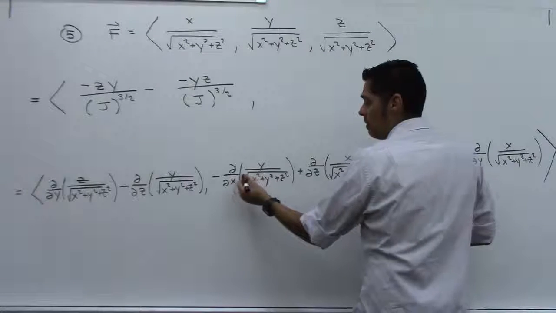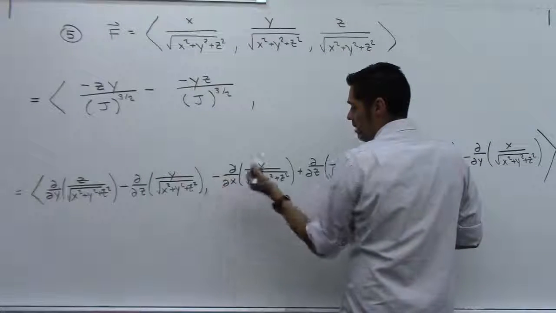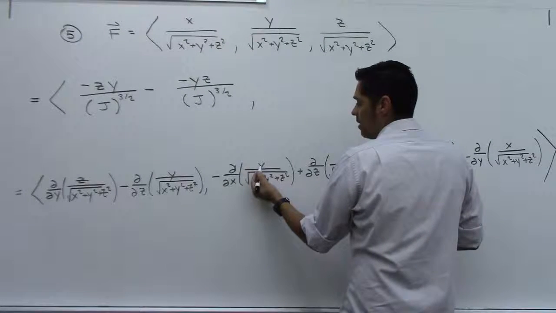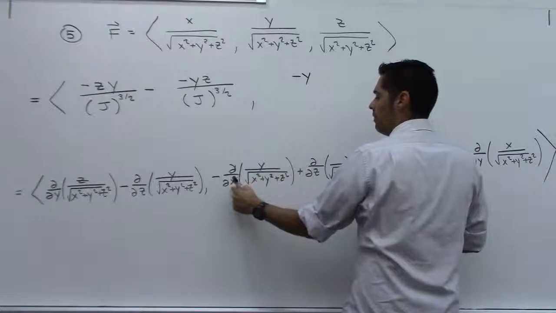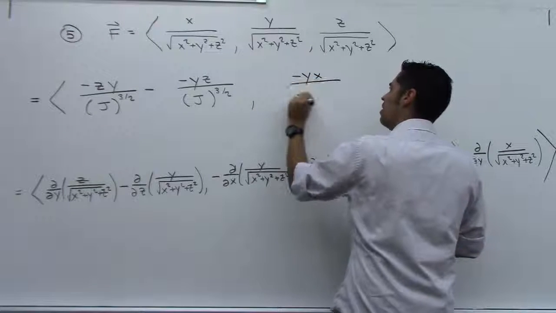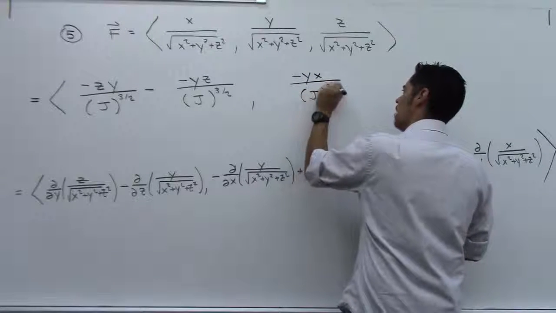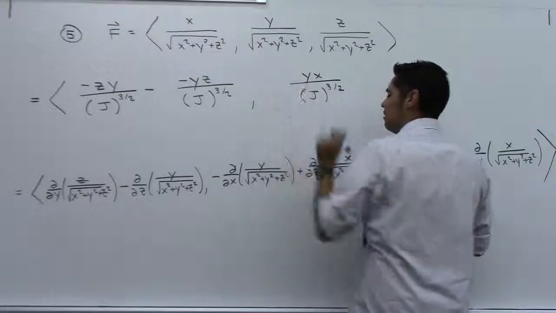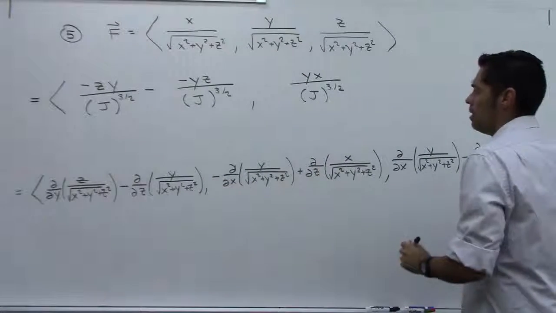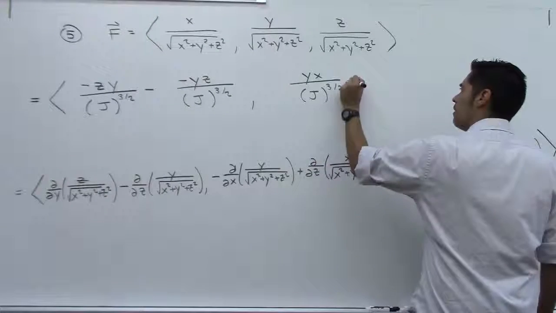Okay, over here, you've got to be a little careful because I have a negative sign out here. I know that y is like the constant, so I'm going to get negative y, and then I'm differentiating with respect to x over all that junk to the 3/2, but I'm taking the negative, so this becomes positive, like that.